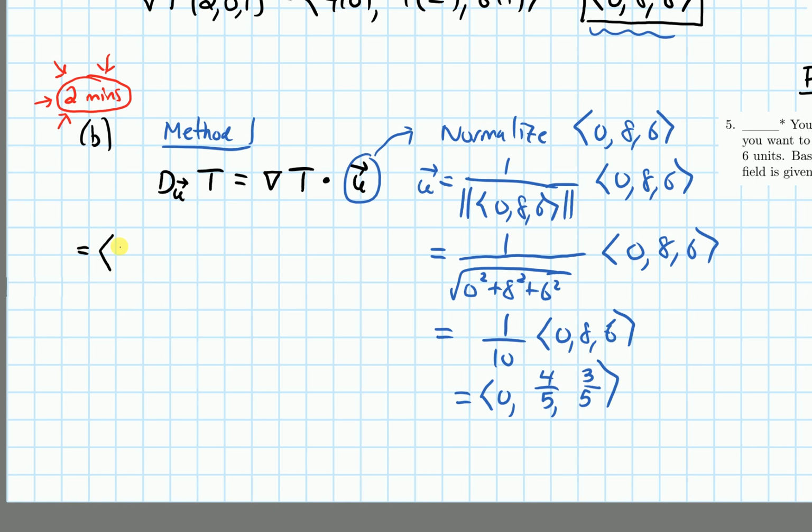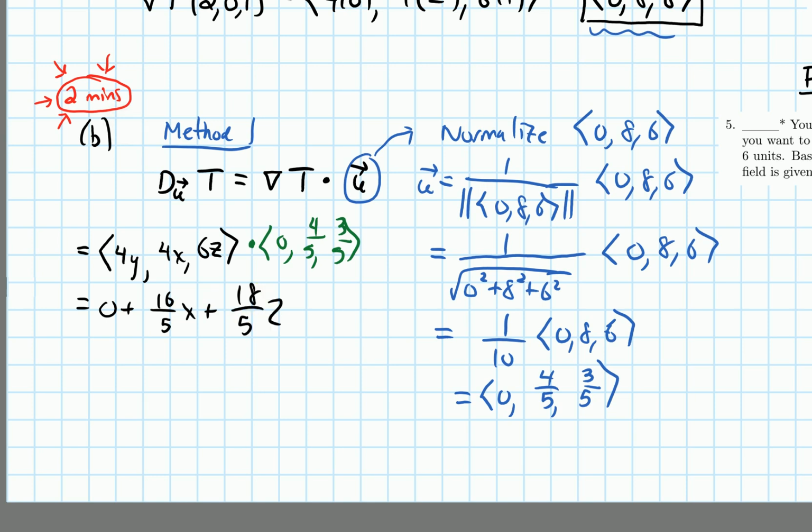Okay, so now let's dot these two things. Our gradient was 4y, 4x, 6z. I need to dot that with u, and u I now know is 0, 4/5, 3/5. So dotting these, we get 0 plus 16 over 5 x plus 18 over 5 z. All right, so we want to know this directional derivative at the point 2, 0, 1. So let's plug this point in.